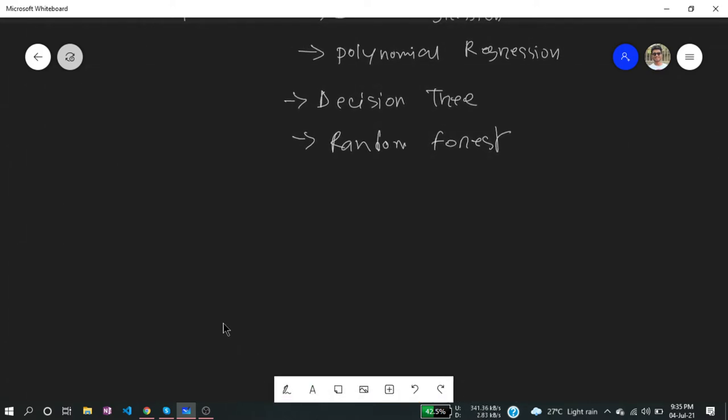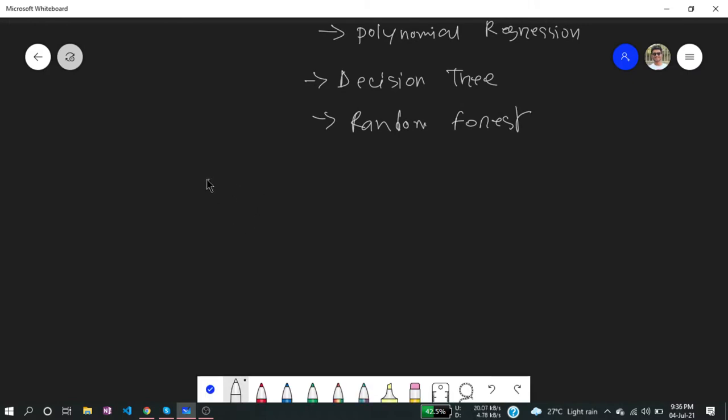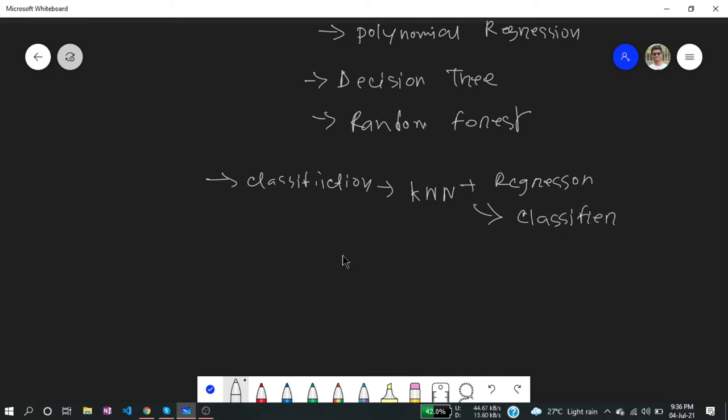Then if you talk about classification, you will see that as you go further. There are lots of algorithms, but I'm giving you some supervised and unsupervised learning algorithms. In classification, you have k-nearest neighbor, KNN. Nearest neighbor is also a regressor, and also a classifier. KNN, XGBoost, random forest can solve both the regression problem as well as the classification problem.